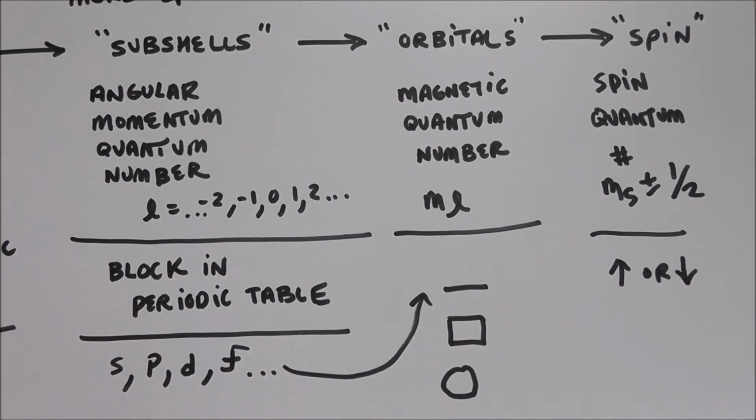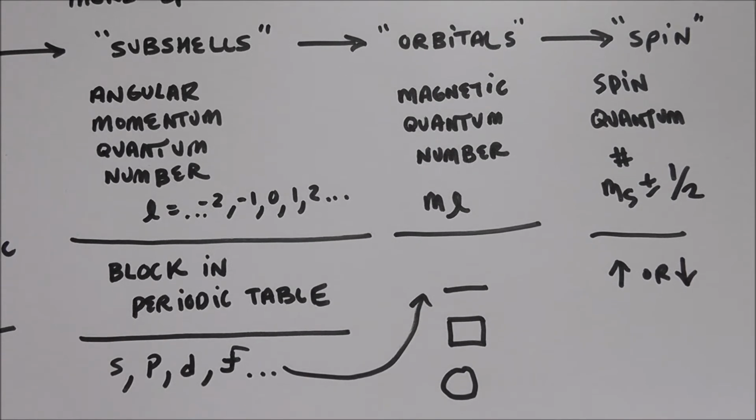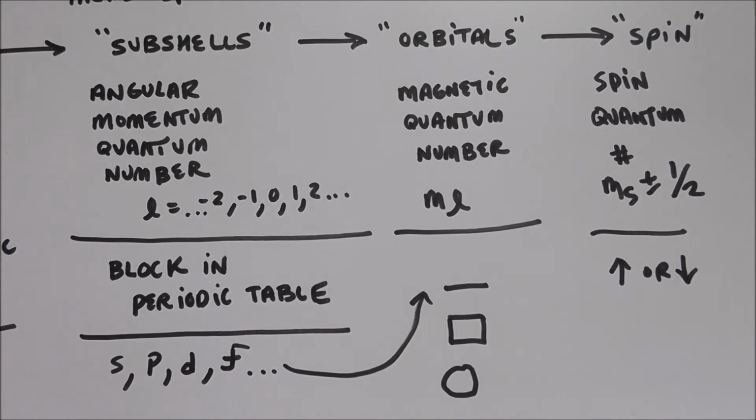So let's start once again with hydrogen and talk about its neighbor in the periodic table, helium, or its row mate. Okay, let's talk about hydrogen first.